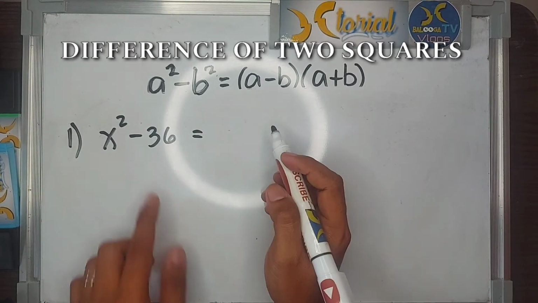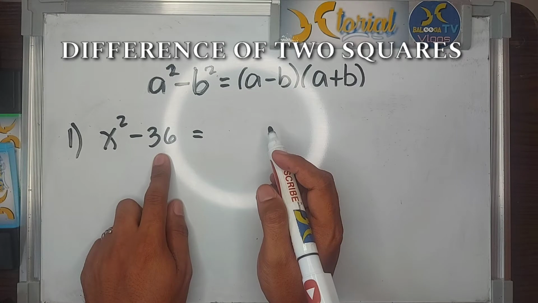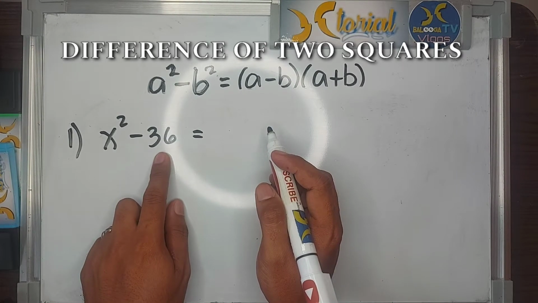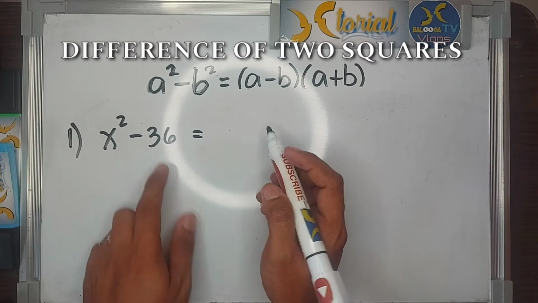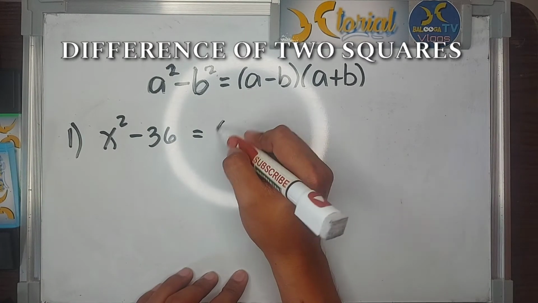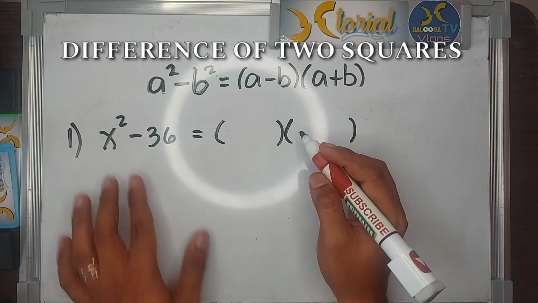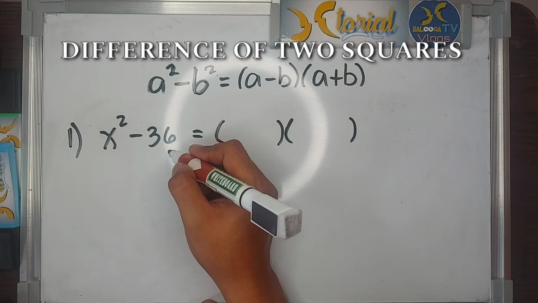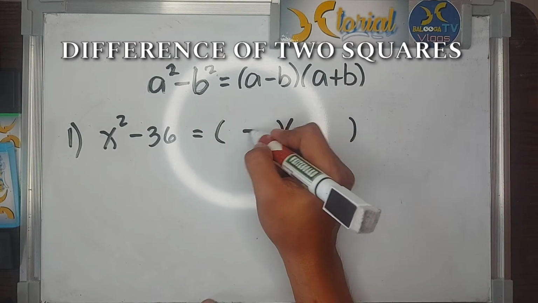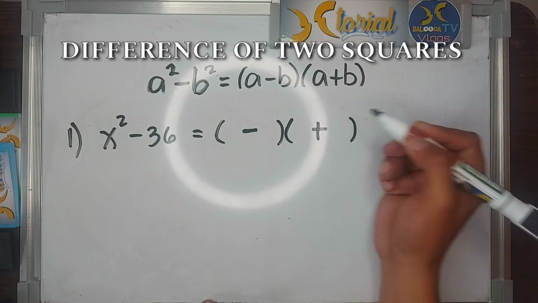Okay, so ito ba ay perfect square number? Yes, 36. Saan galing ang 36? 6 times 6 or 6 squared. Okay, so kung titingnan natin yan, difference of two squares, dahil perfect square number naman to, so yung isa minus, yung isa plus.